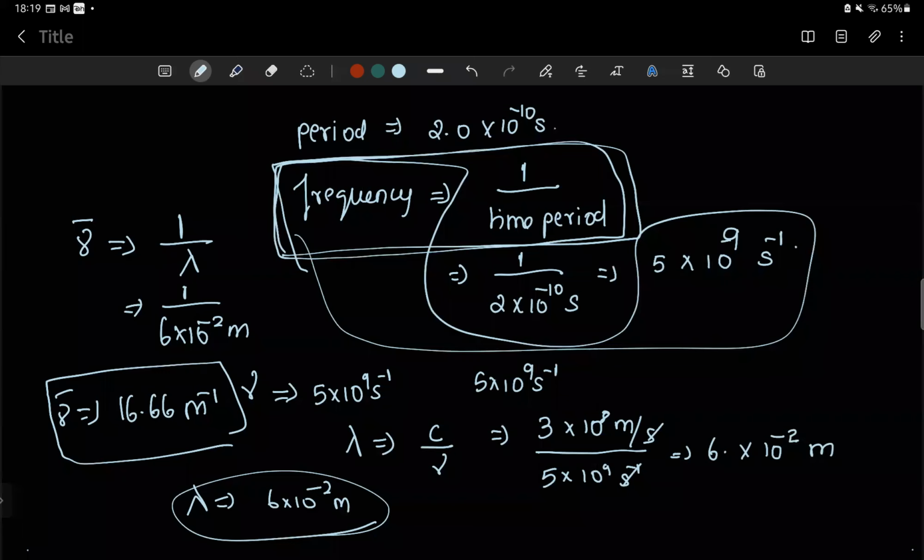Any doubt in this problem? No, ma'am. Yes. Moving to the next one. 2.8, will you try?